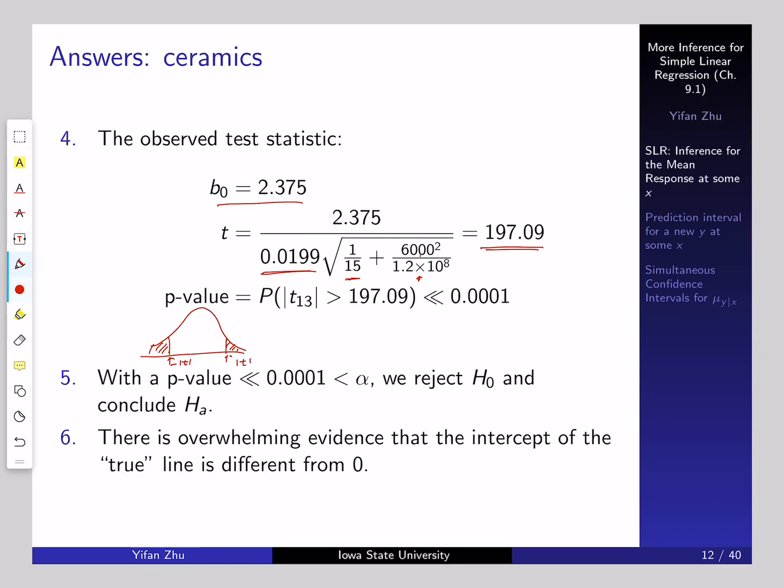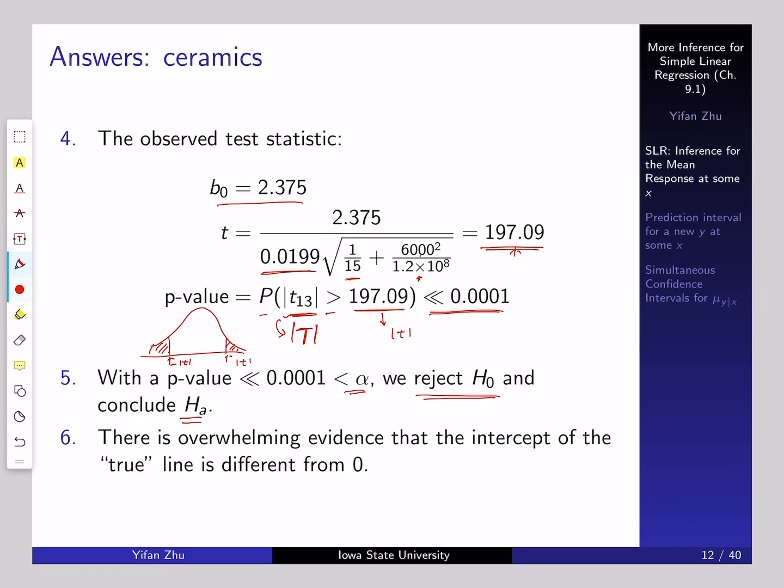So it is the probability that the absolute value of the test statistic is greater than the absolute value of the observed test statistic. This T13 is just the test statistic T. We use the T13 here to indicate that the test statistic has a t-distribution with 13 degrees of freedom. This is just the t, and this is just the absolute value of the observed test statistic. And this would be a very small p-value, a lot smaller than 0.001, and therefore less than the significance level alpha of 0.05. Then we will reject H naught and conclude the alternative.